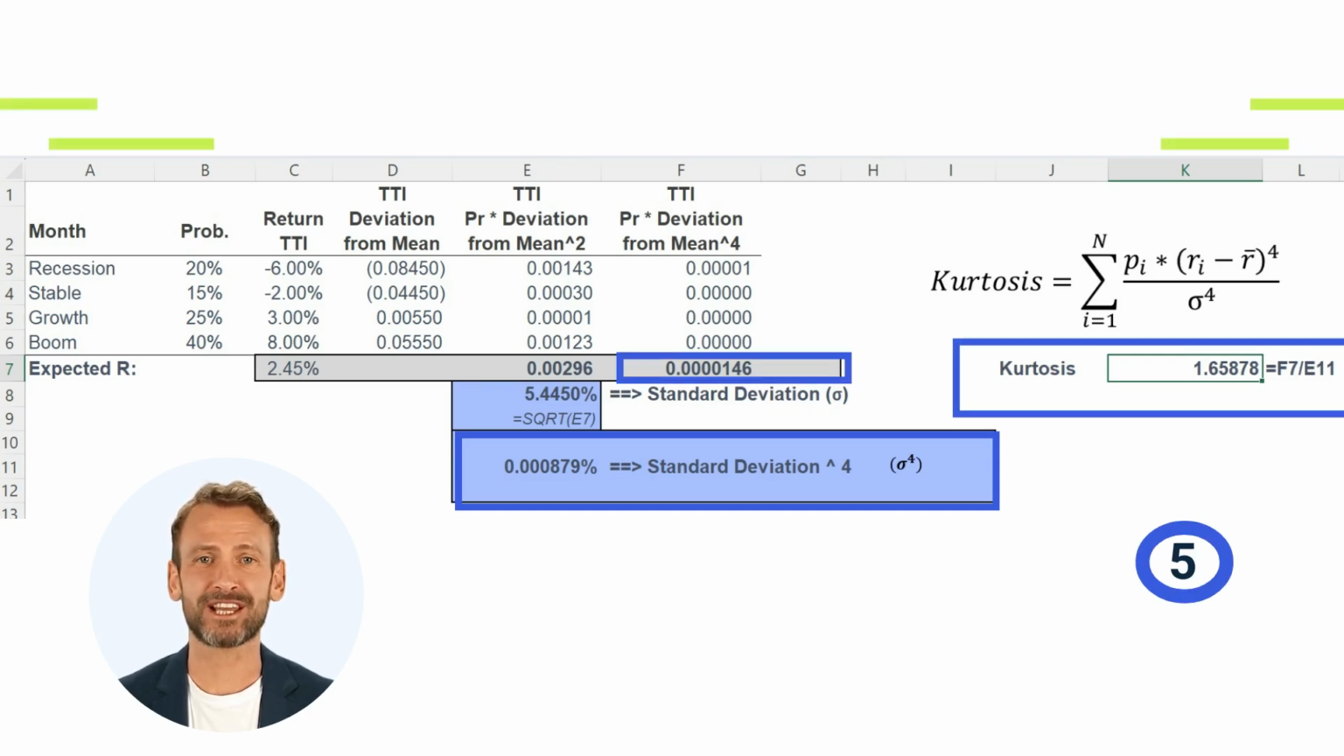Finally, you only need to divide the sum of the values in column EFE, which has a value of 0.0000146, by the denominator of 0.000879%. The result is 1.66, which is the kurtosis.